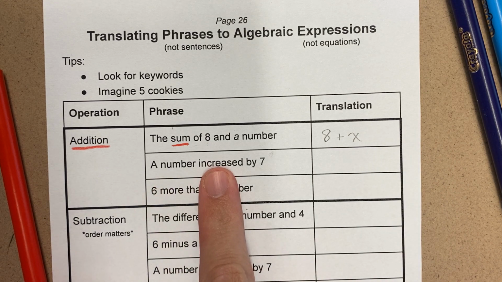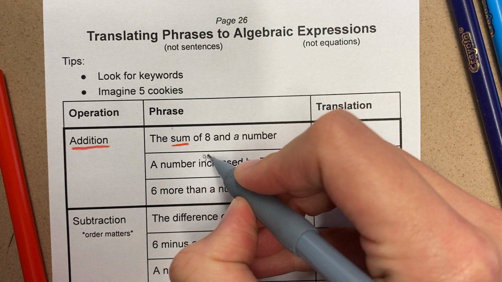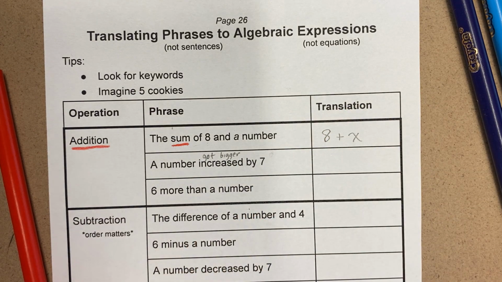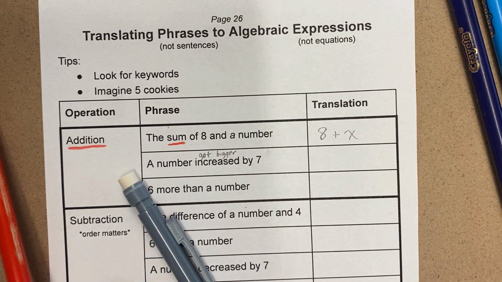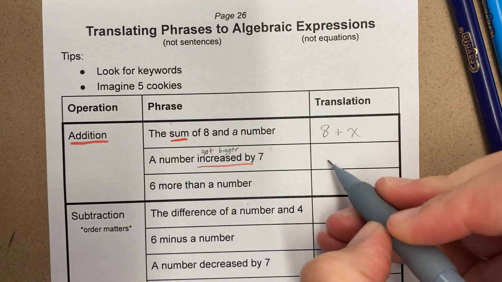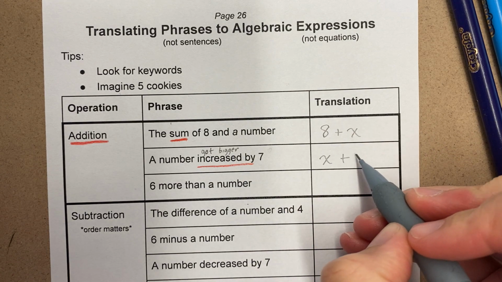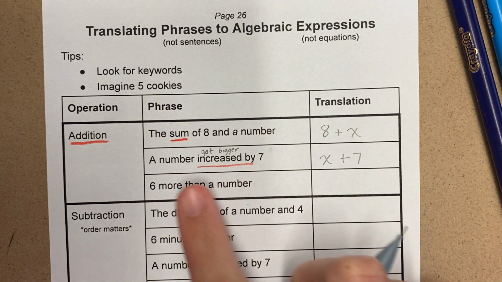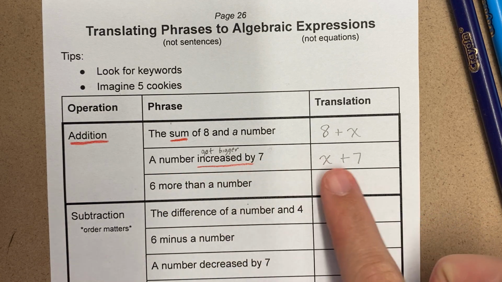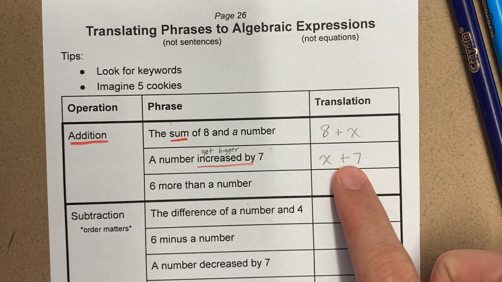A number increased by 7. The word increased means it got bigger, right? Increase means it got bigger. So increased by is gonna be addition. That means I'm starting with a number, which is X, and that number is gonna increase by 7. Again, with the cookies, I start with 5 cookies, and then that number increases by 7, I get 7 more cookies. So if I put 5 plus 7, now I have 12 cookies, good. This kind of makes sense, right?